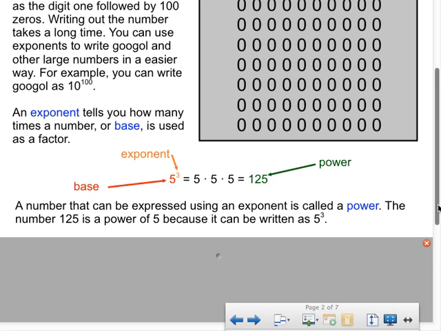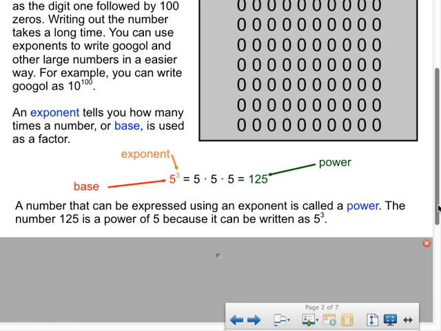An exponent tells you how many times a number or base is used as a factor. Okay, factors are numbers that you're finding the product of. You're going to multiply them. So in this case, a base, the factor doesn't change. The base is what you use over and over again. So 5 to the third, I can't tell you how many times students say that is 15. 5 to the third is not 15. I've seen that mistake so many times. I'm trying to emphasize it.